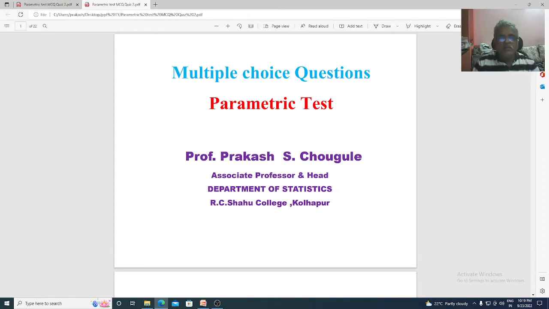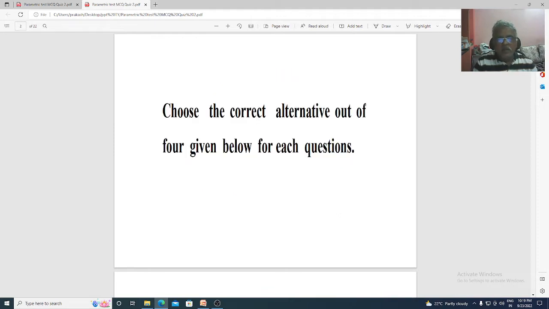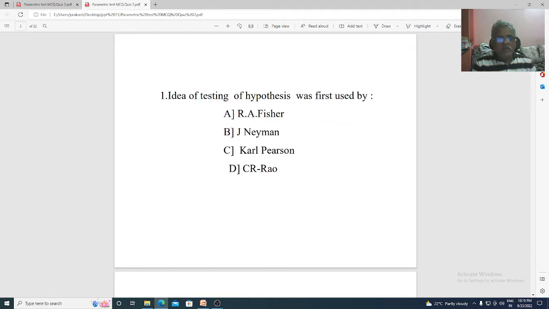Dear students, in this lecture we see the multiple choice questions on parametric test. Choose the correct alternative out of 4 given below for each question. Question 1. Idea of testing of hypothesis was first used by option A, R. A. Fisher, option B, J. Neyman, option C, Karl Pearson, D, Sierra. The correct option is option B.